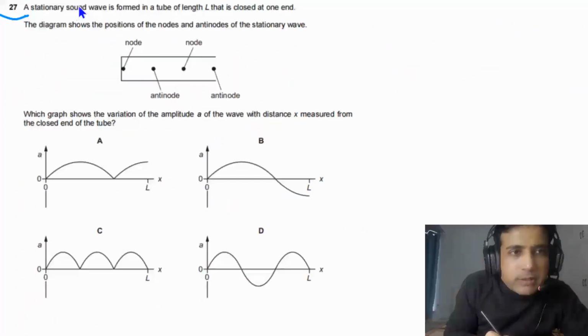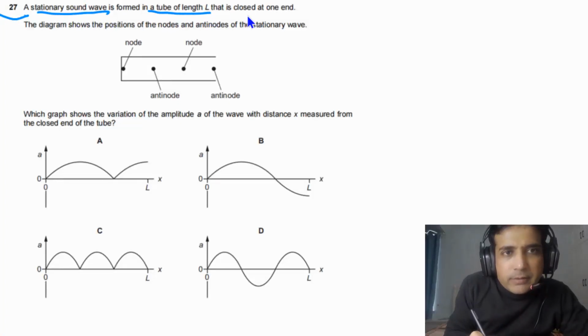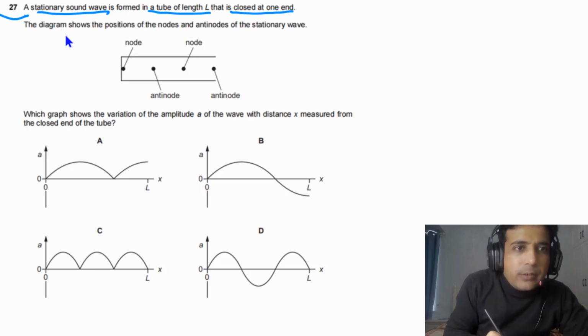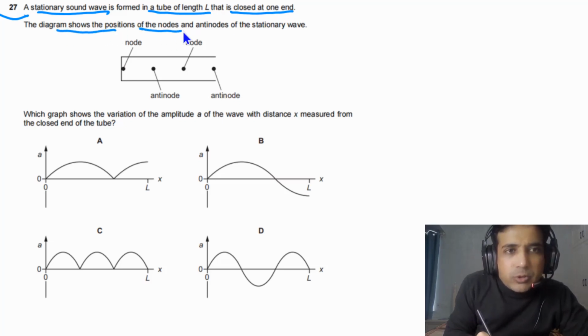For question number 27, it is given to us that a stationary sound wave is formed in a tube of length L that is closed at one end. The diagram shows the positions of the nodes and antinodes of the stationary wave.